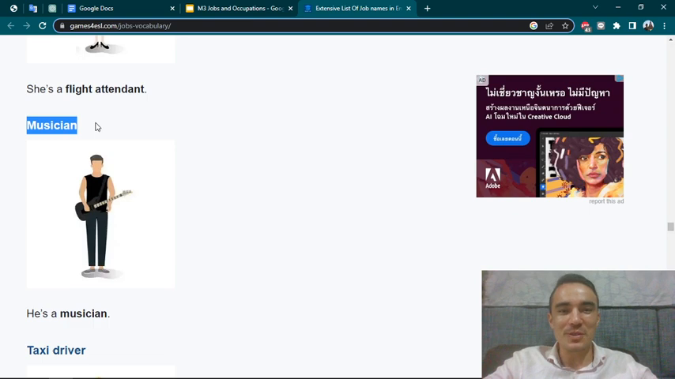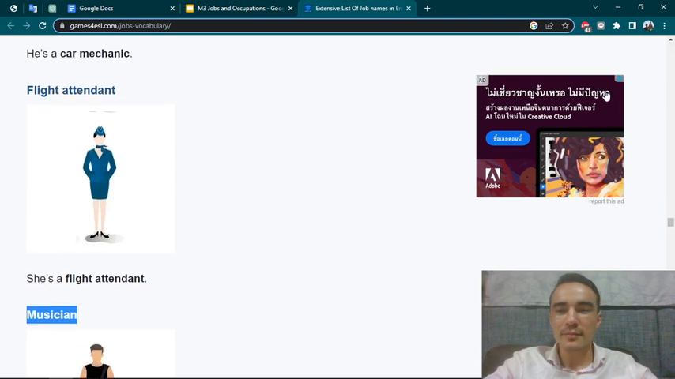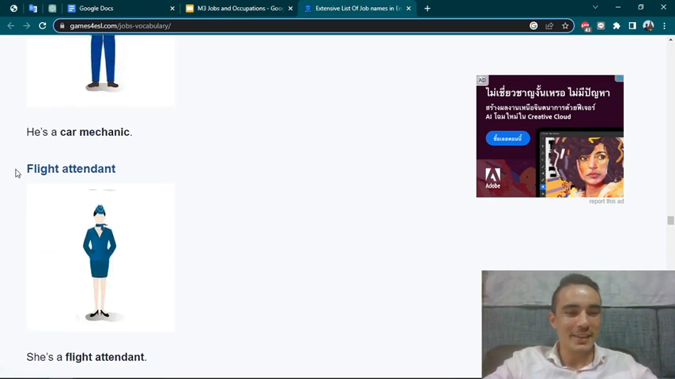Musician, if you're good with music, singing or playing an instrument, or if you're creative musically, then you can become a musician, right? So a great career. And then flight attendant. This job is really attractive for mostly females, right? The girls would like to become flight attendants. It could be a good job or bad job depending on what you're looking for.